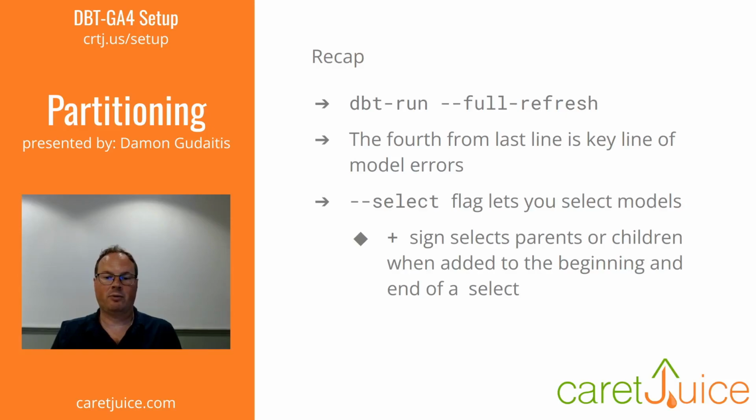We looked at full refresh for dbt runs. We looked at the error messages that we get when we do a dbt run. Specifically, the fourth line from last is the one that has the key error message. And finally, we looked at the select flag that lets you select models, and the plus sign added before or after that lets you select parents or children of that model.